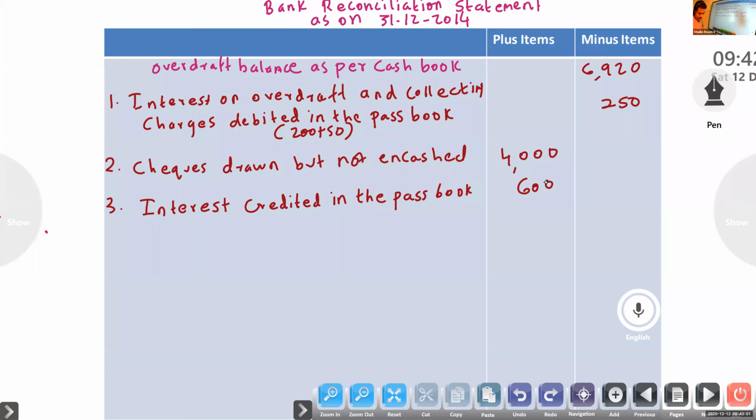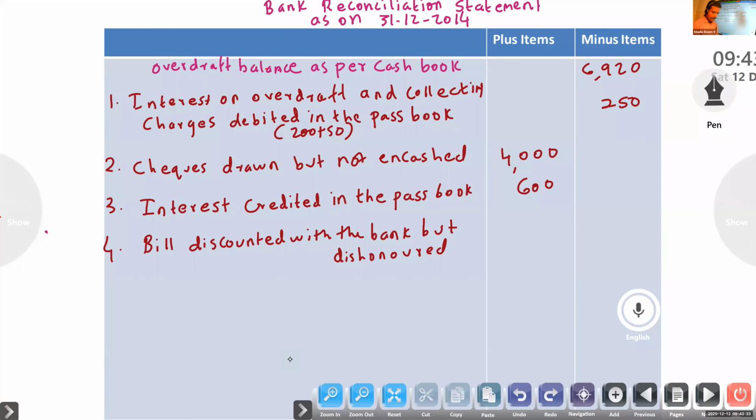Next, bills receivable discounted, dishonored. Pavitra, bill discounted with the bank but dishonored. Plus or minus? Minus. Yes.